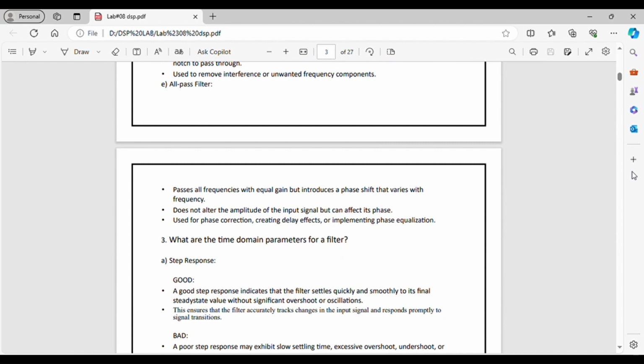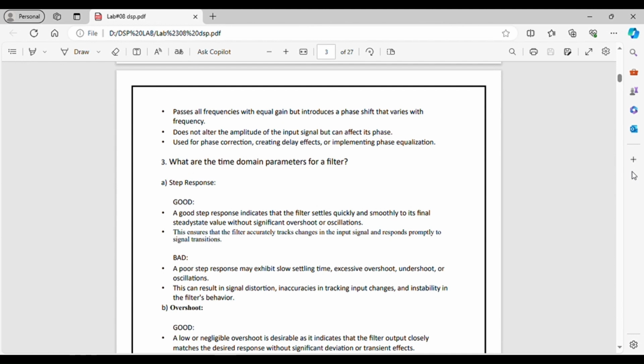And the last type is all pass filter. It passes all frequencies with equal gain but introduces a phase shift that varies with frequency. It does not alter the amplitude of the input signal but affects its phase, and is used for phase correction, creating delay effects or implementing phase equalization. What are the time domain parameters for a filter?